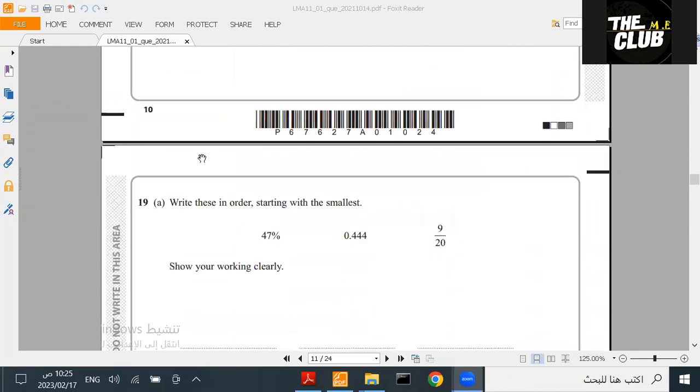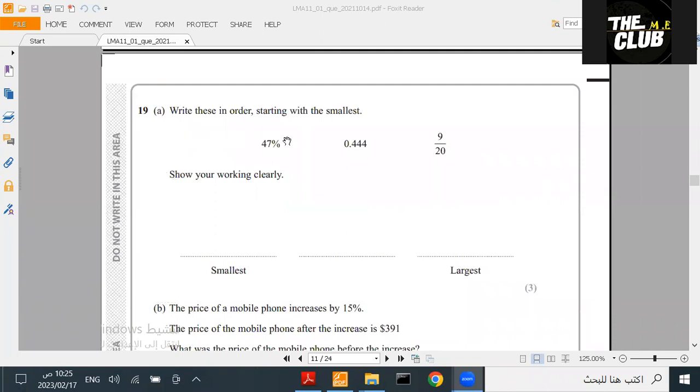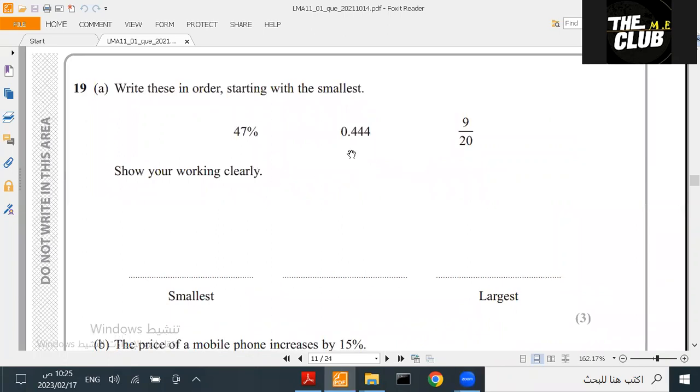Question 19. 19A, write these in order, starting with the smallest. Since it wants an order, first I have to make them the same.